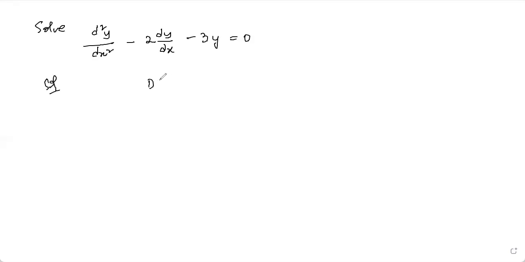Now let us look at another problem. Let us solve d square y by dx square minus 2 dy by dx minus 3y is equal to 0. Now let's solve this. So this will be (D square minus 2D minus 3) y is equal to 0.